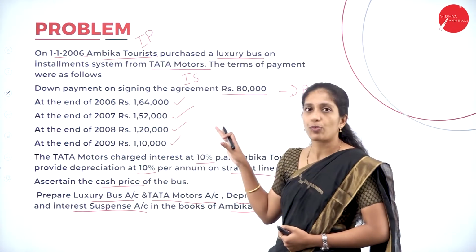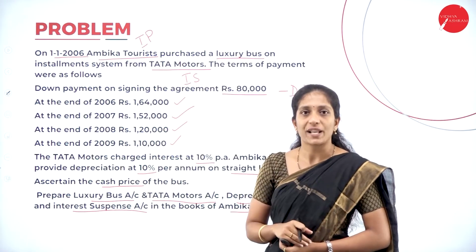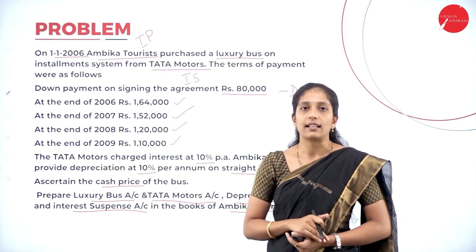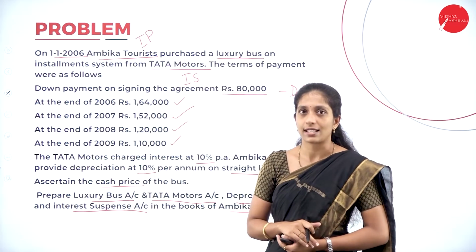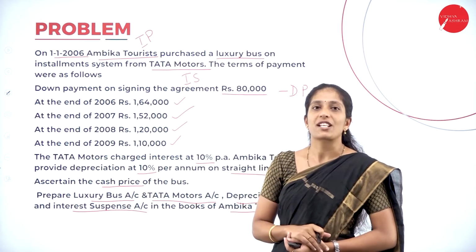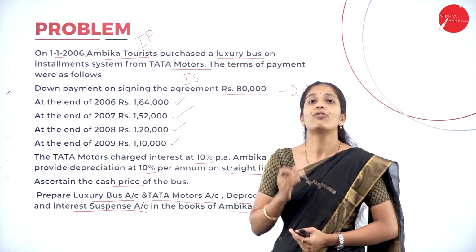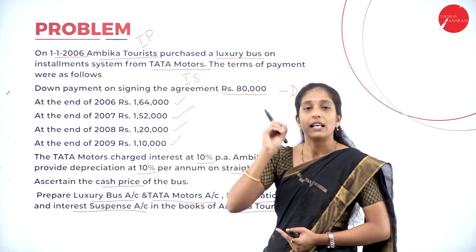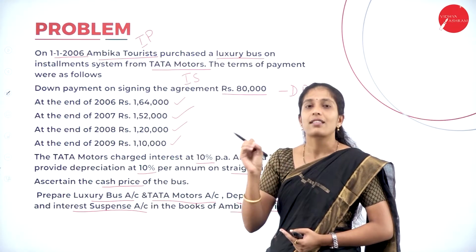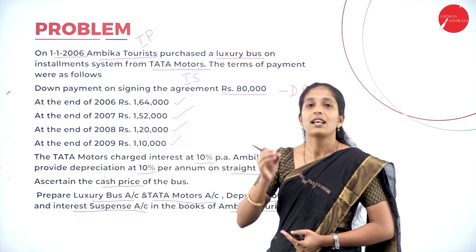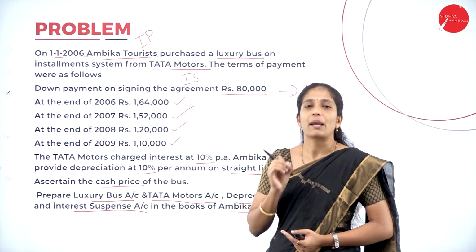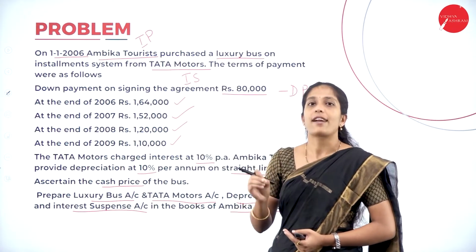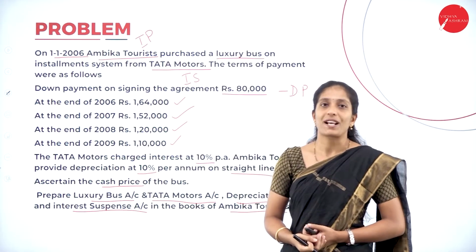Now, this is a question where they have not given the cash price of the asset. As usual, like the hire purchase system, we have to calculate the cash price of the asset. So, how to calculate the cash price of the asset? We have to go from the fourth installment first. We write the fourth installment, less interest, then add the third installment, less interest, next add the second installment, less interest, add the first installment, less interest, then add the down payment, and we will get the cash price of the asset.